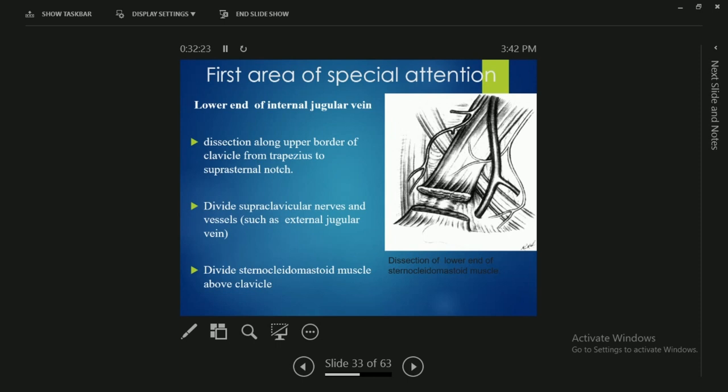First area of special attention is lower end of internal jugular vein. The dissection is done along the upper border of clavicle from trapezius to the sternal end. Divide supraclavicular nerves and vessels, such as external jugular vein. Divide sternocleidomastoid muscle above the clavicle.